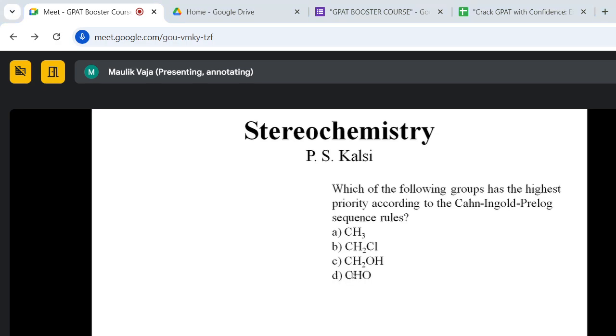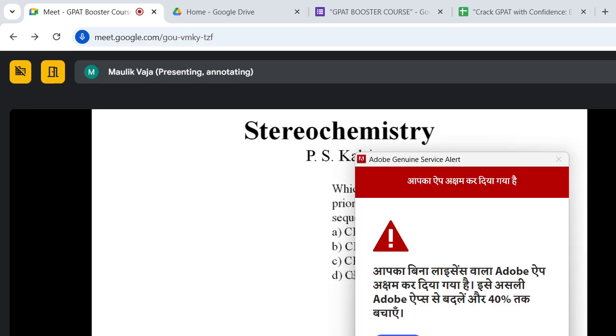And then which compound will get second priority? First priority is CHO, correct. Then second priority, no C, it is B. Here after CH2Cl, high atomic number. So option B will get second priority. Option C will get third priority, and option A will get fourth priority.